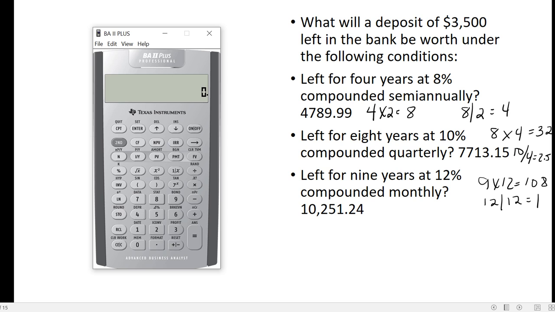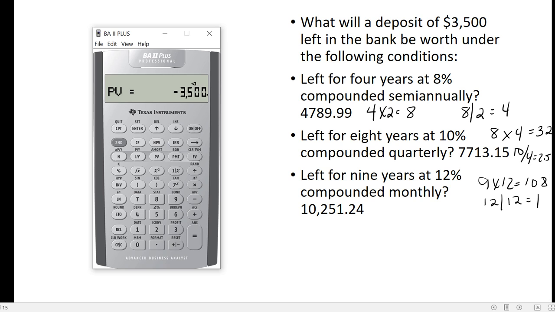So let's look at the next one. So we're going to clear out of this, clear time value of money, still having the same deposit, $3,500. Make it a negative because we're taking it out of our pocket to put into the bank, and that's present value. This time we're going to leave it for 8 years at 10% interest compounded quarterly.